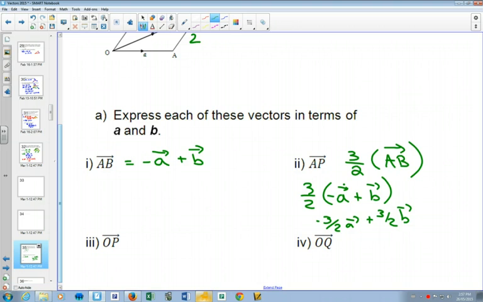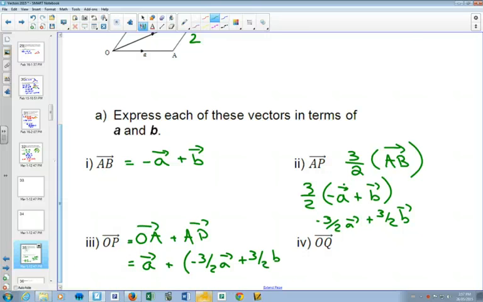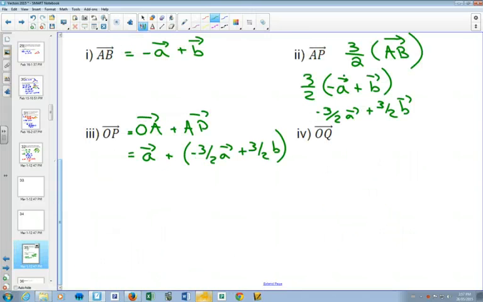Now, if we wanted to go from O to P, we could go from O to A and then go from A to P, just using what we've already figured out. O to A is A plus, now in negative 3 halves A plus 3 halves B, negative 1/2 A plus 3 halves B.